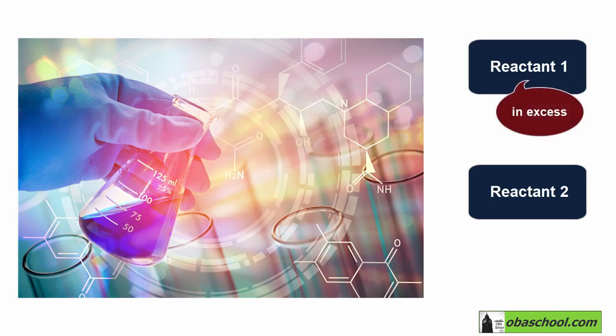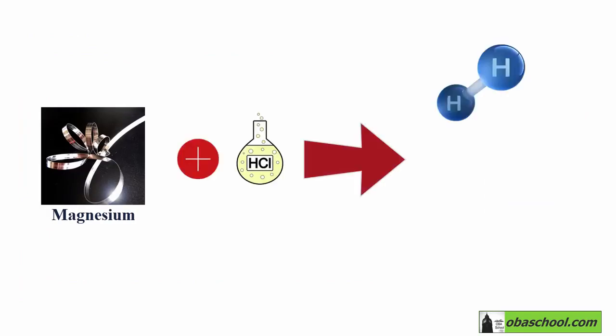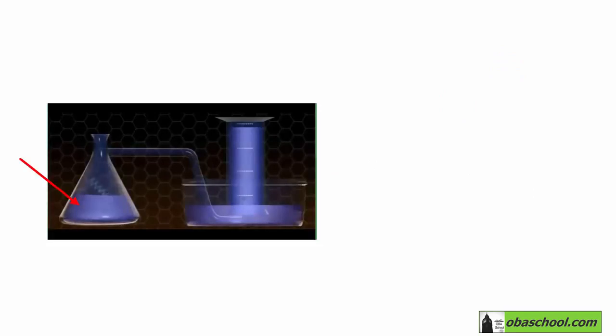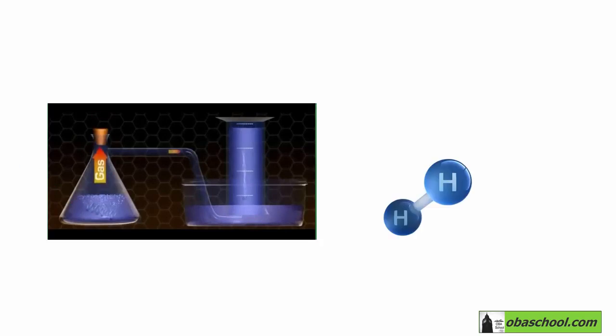One of the reactants will be in excess. Let's take an example. If we add a magnesium ribbon to dilute hydrochloric acid, hydrogen gas will be given off and we will observe bubbles rising from the magnesium. So here we have dilute hydrochloric acid and we will add this magnesium ribbon. Hydrogen gas will be produced.